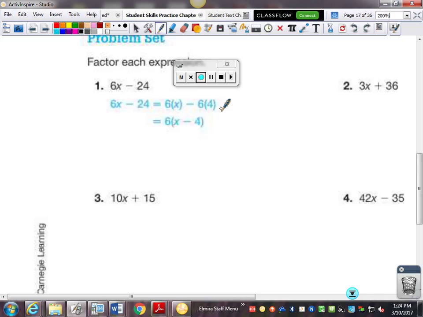Basically, you're just asking yourself, what is the greatest common factor of your terms, and you're going to divide that out. So if I were looking at number 3, I would be asking myself, what is the greatest factor of 10x and 15? Well, that would be 5. So I can divide out a 5. If I divide 10 by 5, I get 2. Bring down my x, bring down my plus. 15 divided by 5 would be 3. So that's all you're doing in that section.